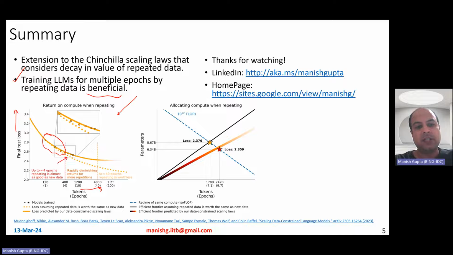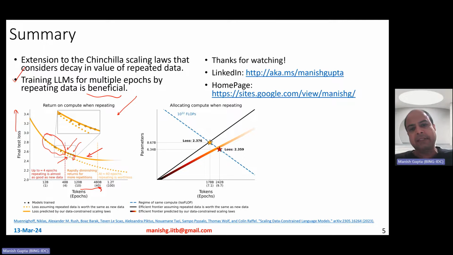So the dotted curve is what happens if you assume that repeated data is as good as new data, right? That's more like the chinchilla scaling law. But then you see it is not always as good. So up to 4 epochs, it is almost as good as new data. But beyond that, of course, there's deviation from new data, right? And that's the law that is proposed in this paper. These dots are actual observed values. The curve is, of course, drawn as per the law.